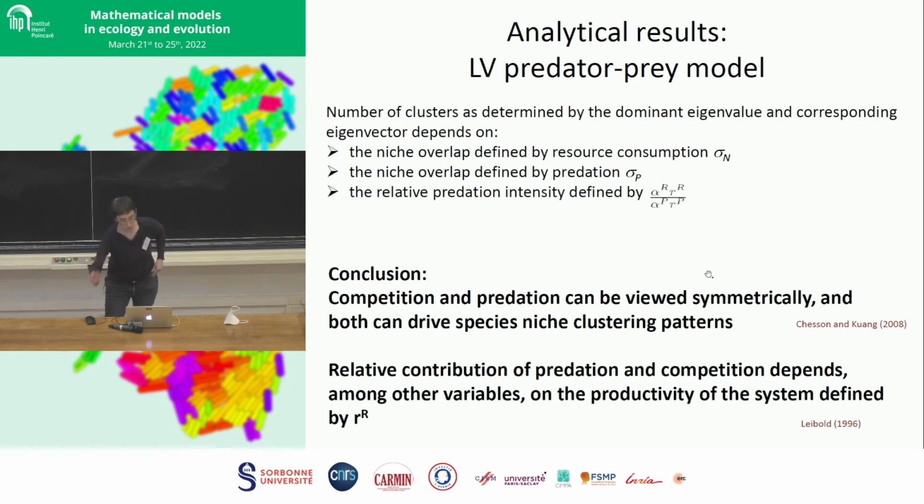Okay, it might not be that surprising, but basically it extends a bit the work by Chesson and Kwong, which highlighted that competition and predation, in fact, in these models can be just viewed symmetrically. And we can show that both can derive niche clustering patterns. And also, it depends on different parameters, the relative importance of predation and competition. And in particular, it will depend on the productivity of the systems, which here depends on the growth rates of the resources.